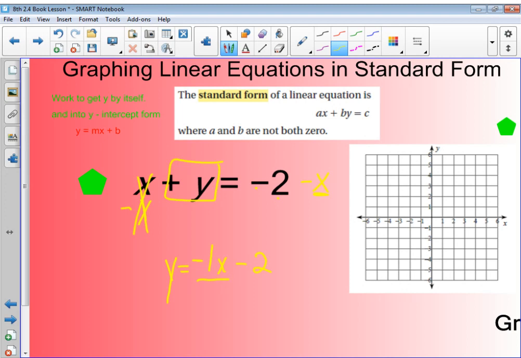Okay, so now if I graph it, well, y-intercept is where we start, so we're going to go to -2. And then our slope is -1, and that would be over 1. So down 1 to the right 1. And then we would draw our line through that. So there's our slope of our line, which should extend all the way through. Okay?